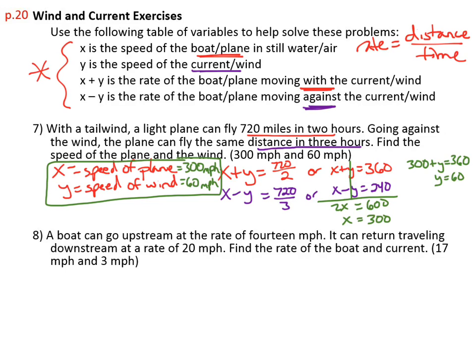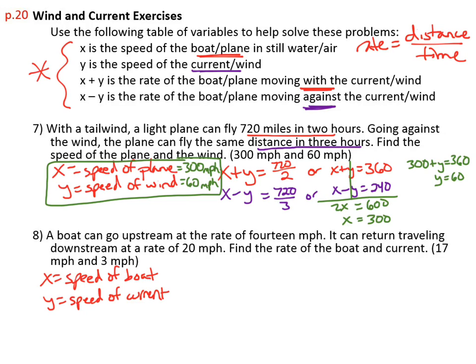We have our boat going upstream at the rate of 14 miles per hour, and it can return traveling downstream at a rate of 20 miles per hour. We want to find the rate of both the boat and the current. So again, x is always going to be the speed of the boat, and then y is also always going to be the speed of the current. Every single time, that will not change.